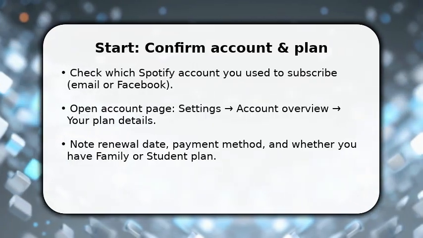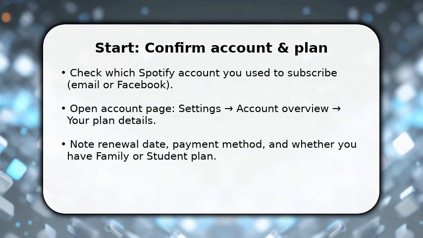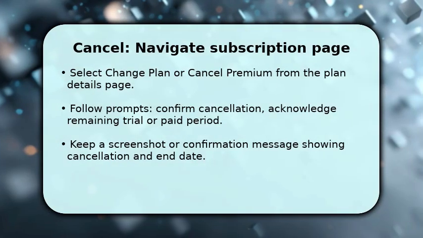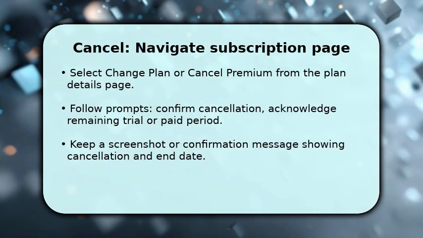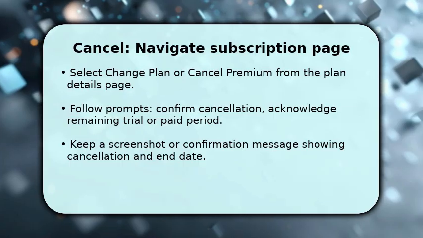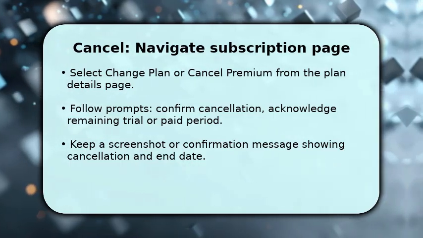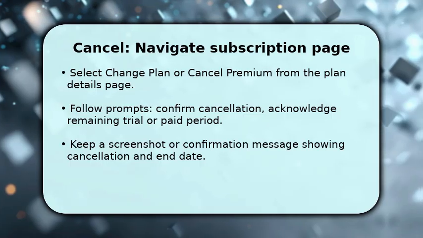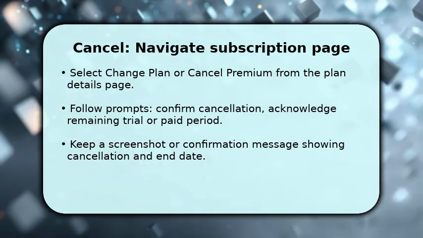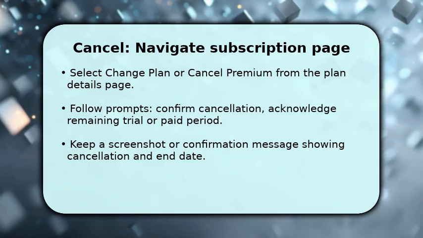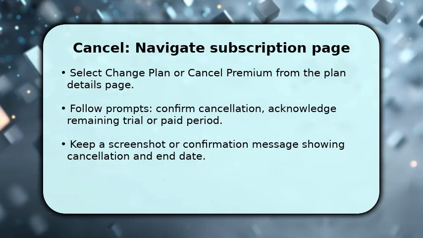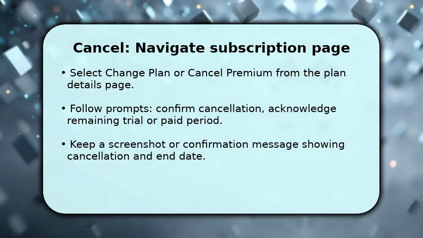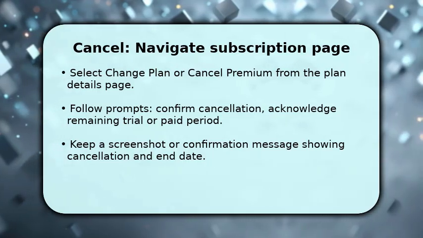Once on the plan details page, click Change Plan or Cancel Premium and follow the on-screen prompts. Spotify shows whether you'll lose access immediately or at period end. Make sure to read the cancellation confirmation text because it explains if you'll be downgraded at the next billing cycle or right away. If you used a third party, like Apple or Google Play, for billing, cancel there instead.